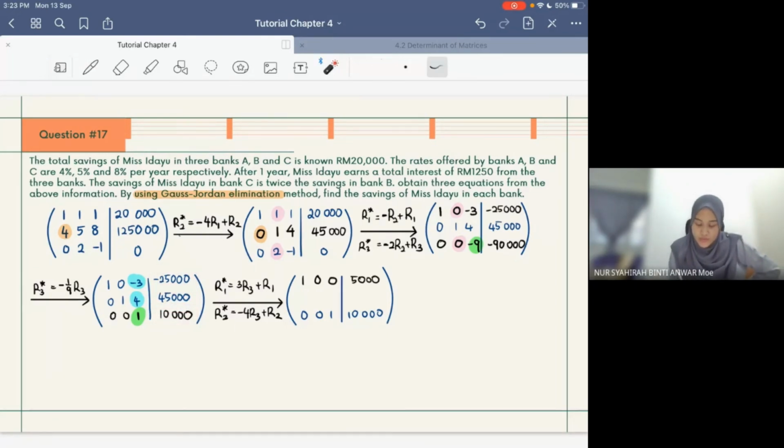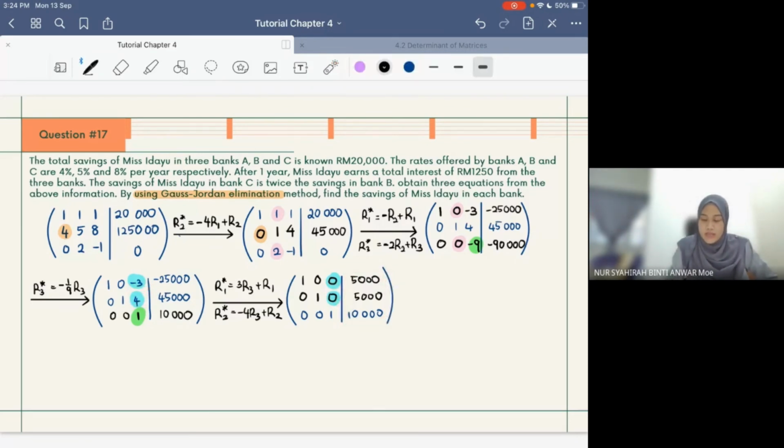Now second row, multiply by negative 4. So 0 plus 0 will be 0. 0 plus 1 is 1. And negative 4 plus 4 is 0. And negative 40,000 plus 45,000, so 5,000 remains. Okay, so actually it is settled. The 4 has become zero, the negative 3 has also become 0. So this will be our answer.